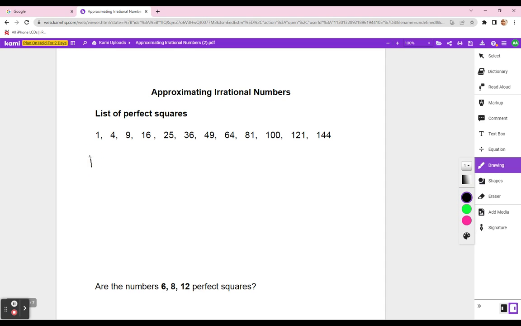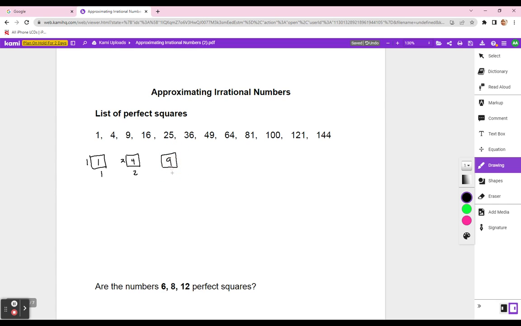So let's look at the number 1. Is 1 a perfect square? If this side is 1 and this side is 1, 1 times 1 is 1, so it's a perfect square. What about 4? If this side is 2 and this side is 2, 2 times 2 is 4, so 4 is a perfect square.